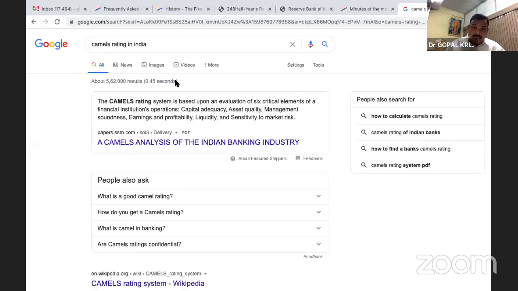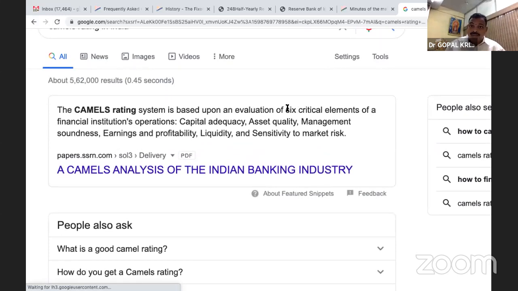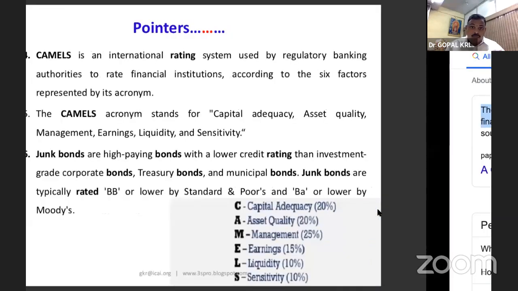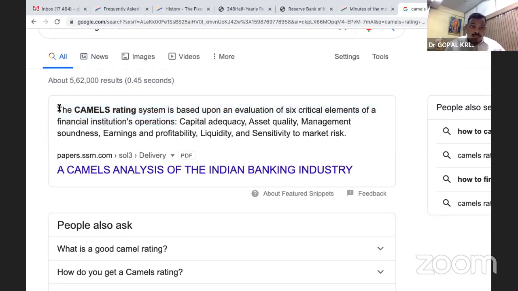This is a rating system based on 6 critical elements of a financial institution's operations. So what are those 6? Capital adequacy, asset quality, management, earnings, liquidity, sensitivity. These are the weightage given for the various factors. Camels are the factors based on which ratings will be given for financial institutions. So this is a rating done in India.